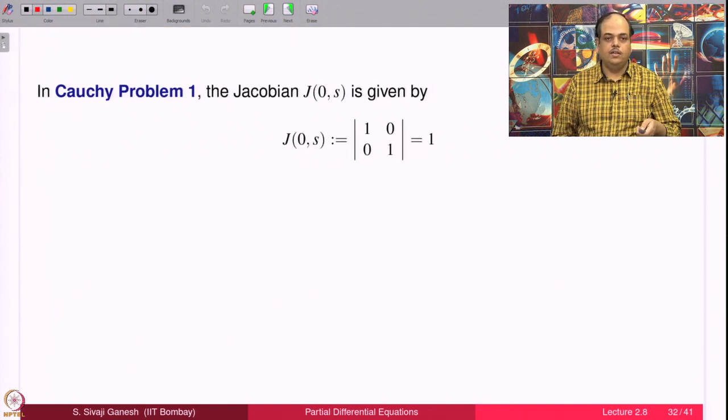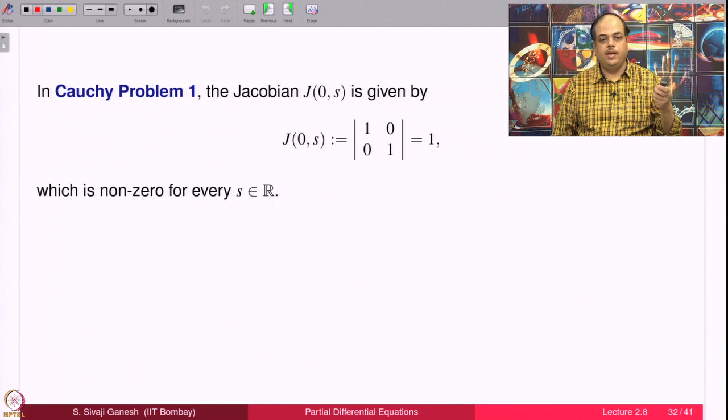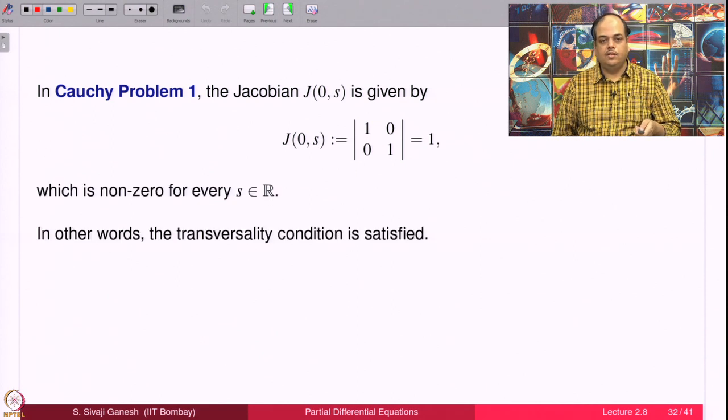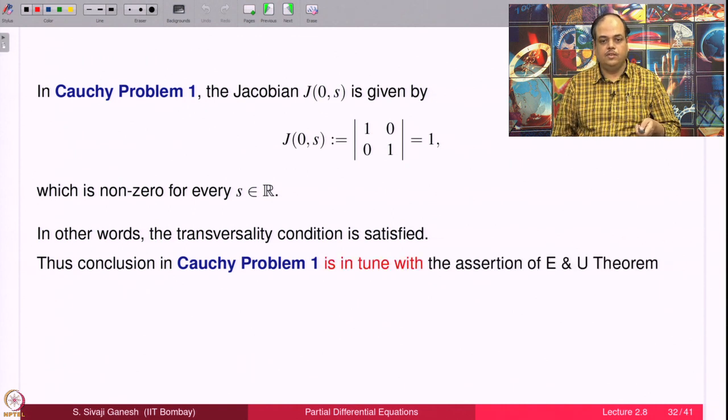Cauchy problem 1: J0S is 1, so we are trying to use Lemma 2 to answer. Therefore we have the existence uniqueness theorem, so uniqueness is what you expect, done. It is in tune with the assertion of the existence uniqueness theorem.